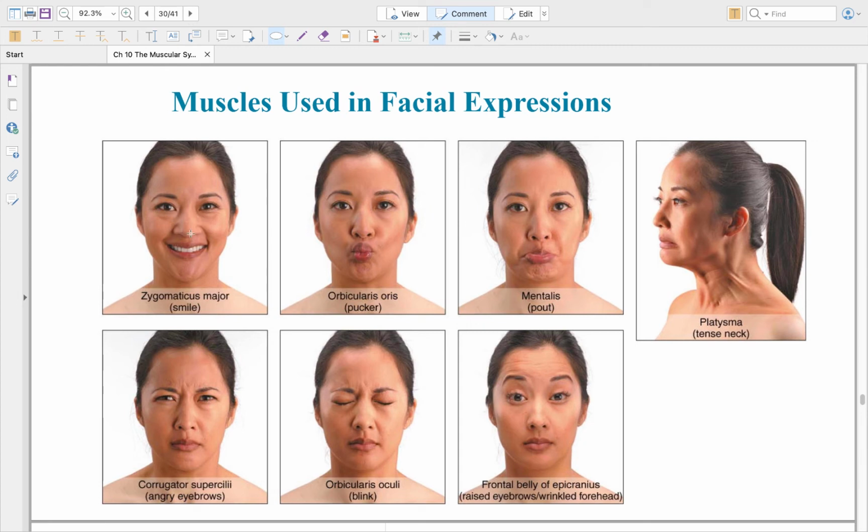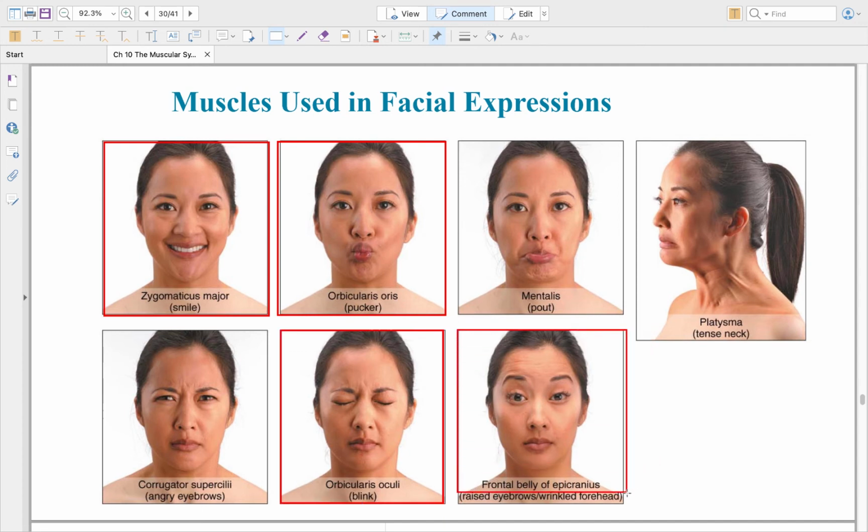Okay, the Zygomaticus Major is responsible for your smile. Okay, the Orbicularis Oris is your kissing muscle or your pucker muscle. I didn't cover these two, nor did I cover these. Orbicularis Oculi, the Frontalis. Okay, Orbicularis oculi is blinking. Frontalis allows us to raise our eyebrows.